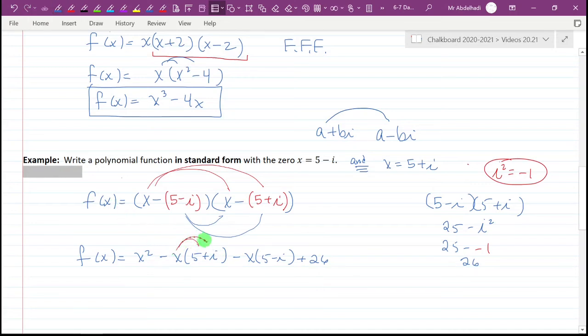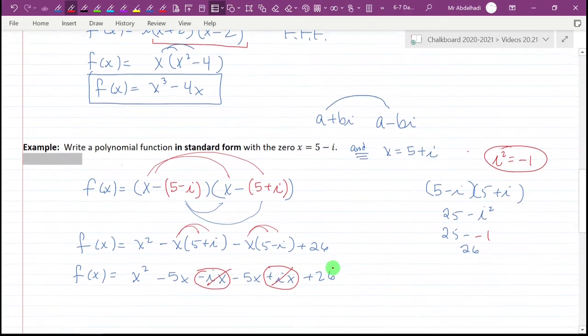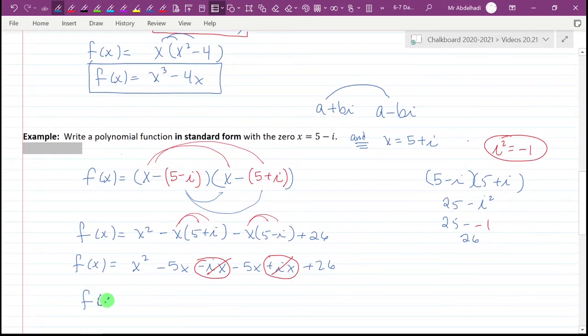We'll distribute these and these. Let's see, negative x times 5 is negative 5x. Negative x times i, they're both letters, so put them alphabetically. It's going to be negative ix. Negative x times 5 again, negative 5x. Negative x times negative i is positive ix. And then plus 26. If you look closely, this positive ix and this negative ix are the same but opposite signs, so they cancel out. And we're almost done here.